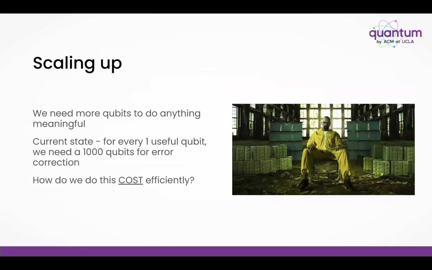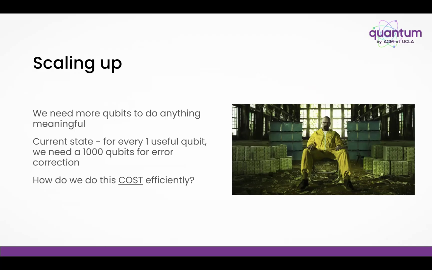Another thing is we want to scale up. To do anything truly meaningful with quantum computers, we actually need quite a lot of qubits. And the issue is, again, back to the error thing, that for every one useful error-corrected qubit, we need around 1,000 physical qubits just to do the error correction technique that we have today. So that means we need to build a machine with thousands or even millions of qubits if we want to solve real world problems. And these are really, really expensive.